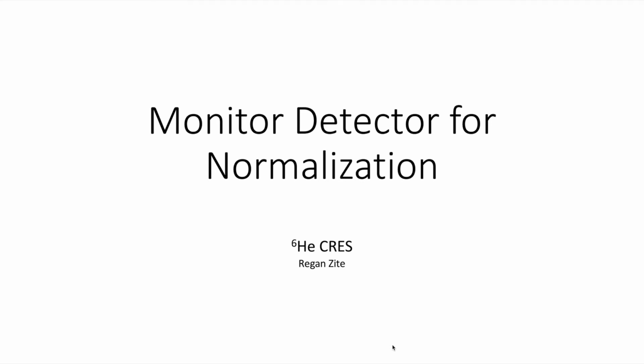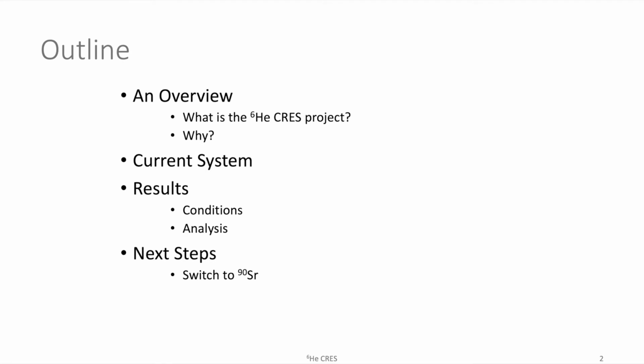My name is Regan Zite, and I'm a senior undergraduate student in the Department of Physics at the University of Washington. I've been working with the Helium-6 CREST project at the Center for Experimental Nuclear Physics and Astrophysics. Today, I will be presenting my research on a monitor detector for relative normalization.